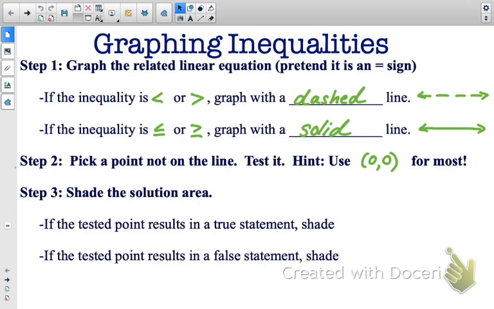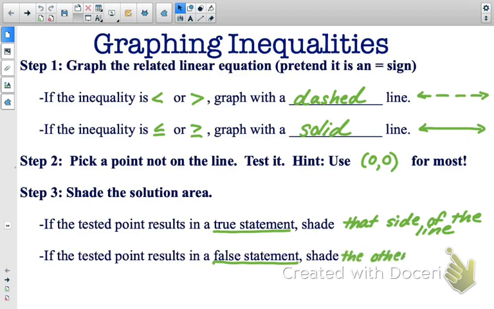So back to step 2, if we test the point and it makes a true statement, then we would shade the side that that point is on. So if we test 0, 0, we would shade the side of the line that 0, 0 is on. If we plug it in and test the point and we get something that's false, we shade the opposite side or the other side of that line. So if we test 0, 0, the side 0, 0 is not on of the line.